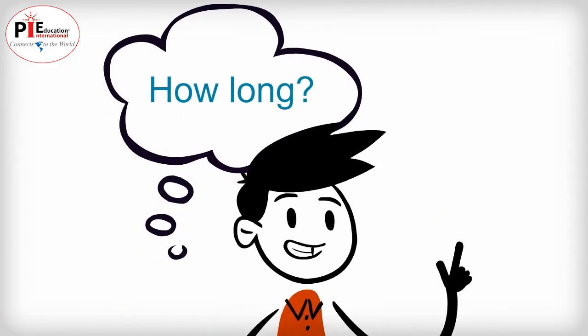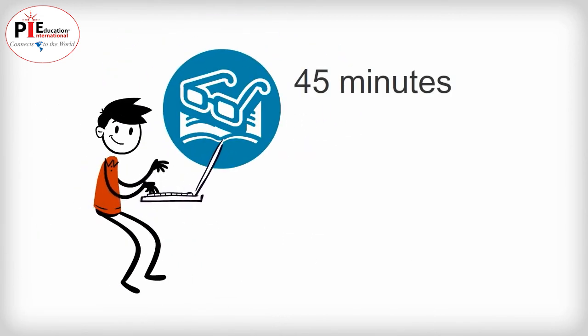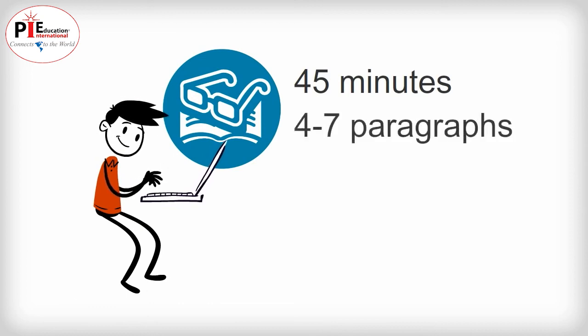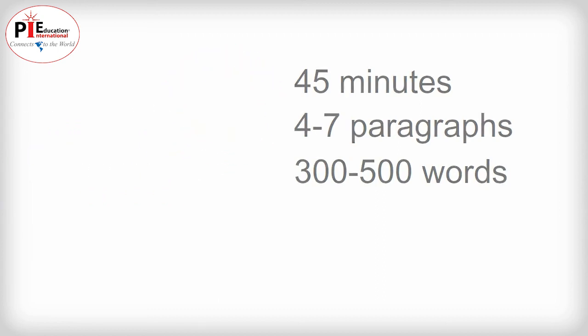How long should your essay be? You'll have 45 minutes to write the RLA extended response. In that time, try to write at least 4 to 7 paragraphs, with several sentences in each paragraph. This can quickly add up to 300 to 500 words.